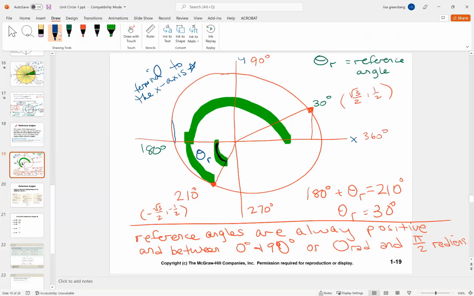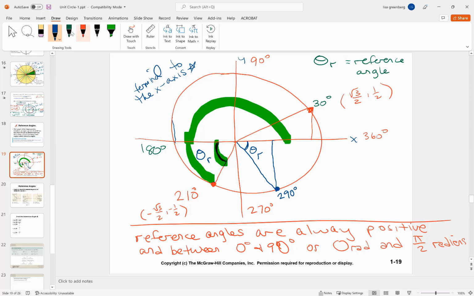It doesn't matter if I'm in quadrant 4. Let's say I pick a point in quadrant 4, and I'll call this 290 degrees. Well, that can't be my reference angle. It is positive, but it's not between 0 and 90, right? What can I do to find my reference angle? My reference angle is always going to connect my terminal side to my closest x-axis, right? This is my reference angle if I'm in quadrant 4.